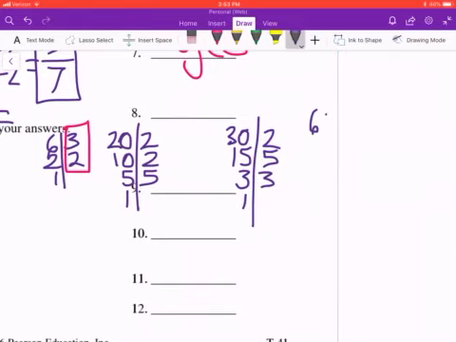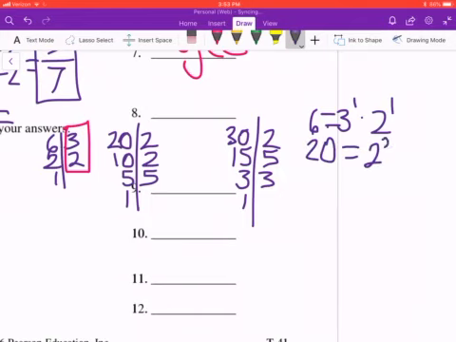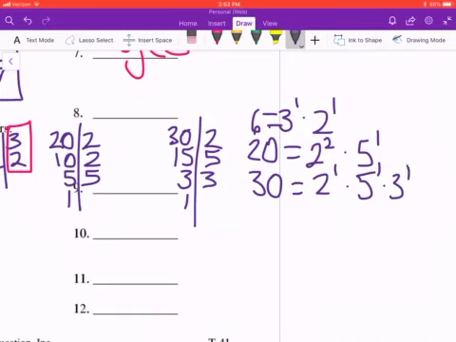So the prime factorization of 6 is 3 to the power 1 times 2 to the power 1. The prime factorization of 20 is 2 to the power 2 times 5 to the power 1. And the prime factorization of 30 is 2 to the power 1 times 5 to the power 1 times 3 to the power 1. So now to find our LCD or LCM, we are going to take every different factor. So we have three numbers here that are different, the big numbers. So that is a 2, a 3, and a 5.